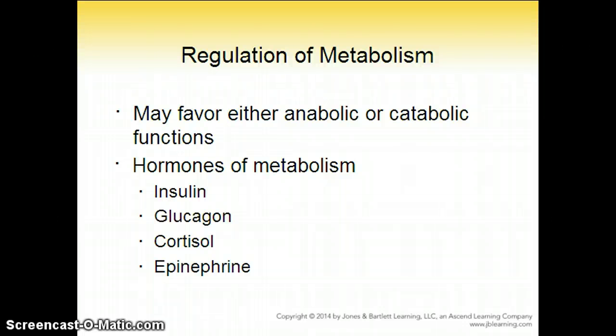Hormones and other factors regulate the balance of anabolic and catabolic pathways in energy metabolism. The hormone insulin stimulates glycogen, protein, and triglyceride synthesis. The hormones glucagon, cortisol, and epinephrine stimulate breakdown of glycogen and triglycerides.